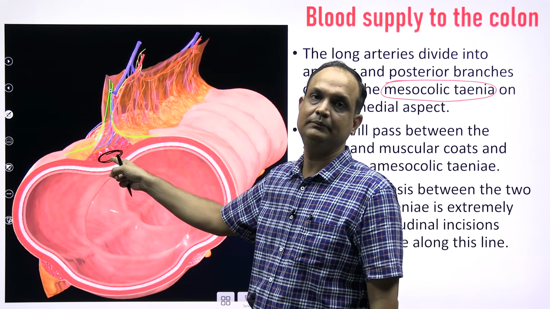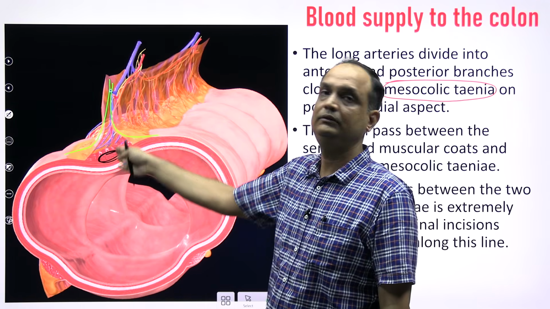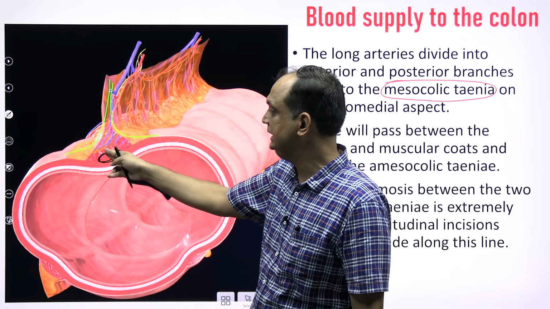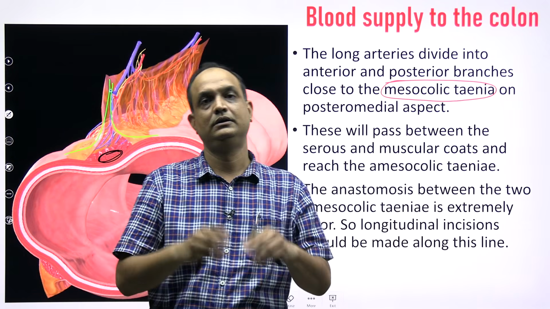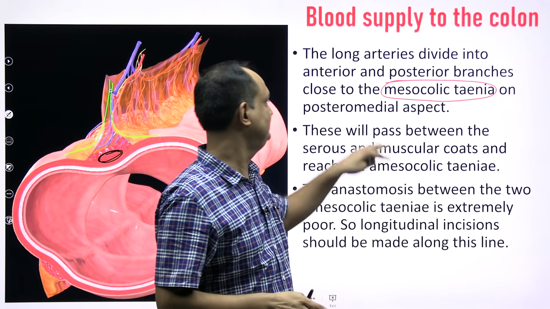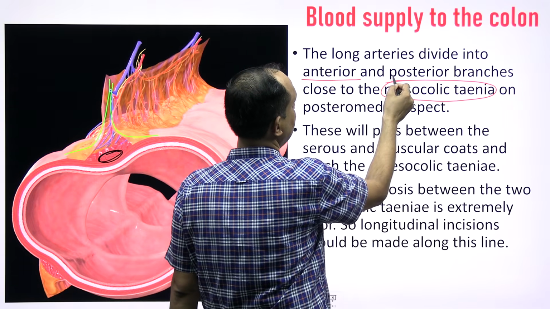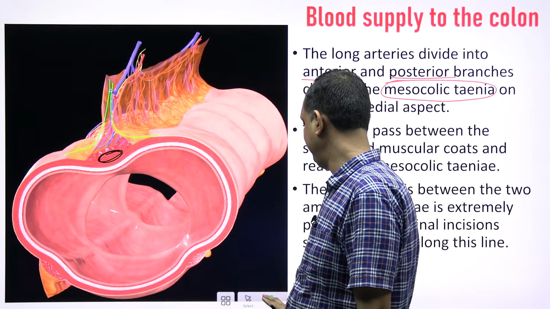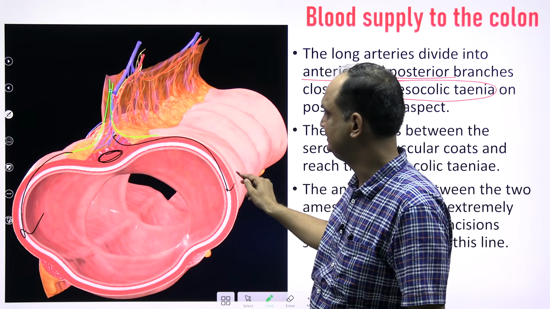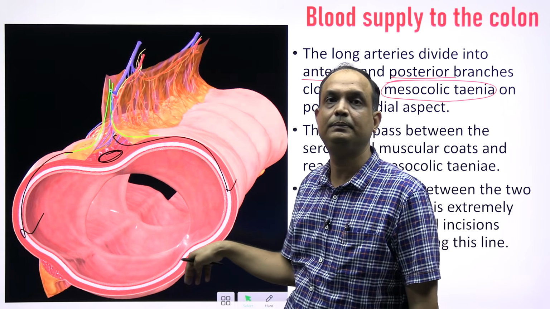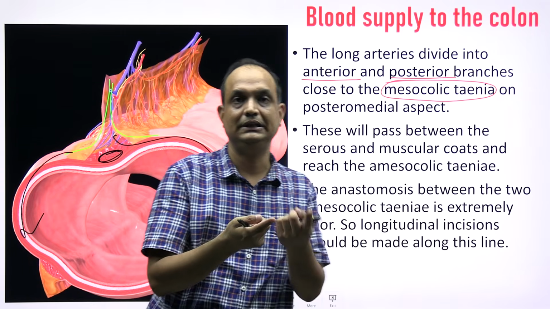And you have to keep this thing in mind, that the mesocolic tinea has the mesocolon, and the mesocolon contains the blood vessels, nerves, and lymphatics. So this tinea mesocolica is a site from where the arteries approach your large intestine. As soon as the arteries approach the large intestine, they divide into anterior and posterior branches. Some arteries will go anteriorly and some will go to the posterior side, and they will make a circumferential arrangement around the tube, that is your colon.